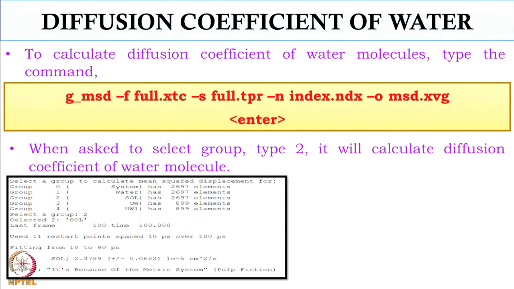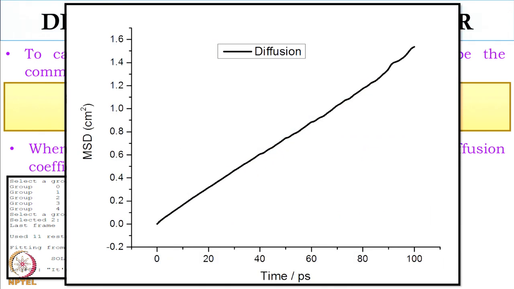And if you want to view the file, you just type xmgrace msd.xvg, and something like this will be displayed, which passes through the origin. If they want, they can calculate the slope of this, and they should get the same value that was printed on the screen. Exactly. Okay, so we will conclude this lecture.